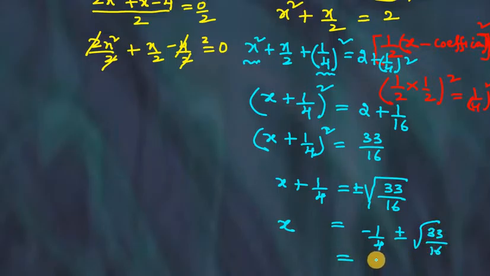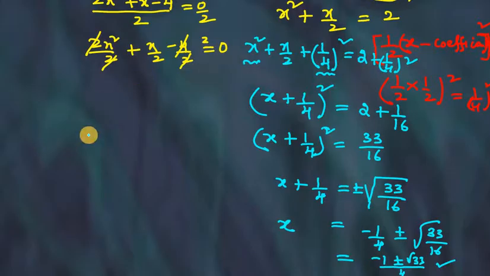So this can be written as minus 1 plus or minus root 33 by, so this value we can write root 16. Root 16 value is 4. Here also I have 4. I can write entirely divided by 4. Whole by 4 I can write it. So these are the two roots for this equation.